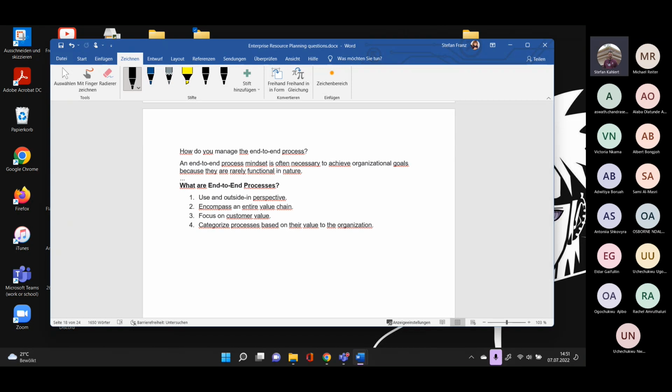Outside and in perspective. So looking from outside, usually you have an internal perspective, but your clients may have an outside perspective, or the people you are working with, for instance, your partners, and they have a different view. And here this needs also be considered, and you always have to encompass the whole value chain, from raw material to finished product and to sold goods.